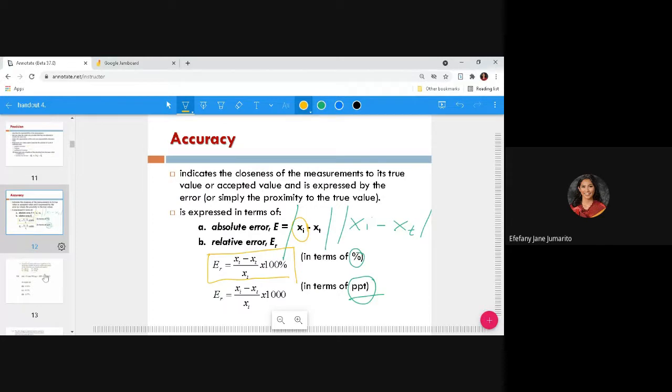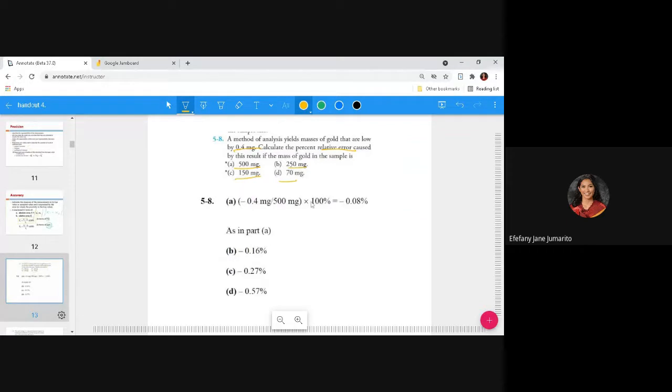Okay, so let's write that one. Relative error. We have ER, the relative error. ER is equal to xi minus xt over xt times 100, in percent. All right, so letter A, if we have 500 milligrams, what is the relative error?